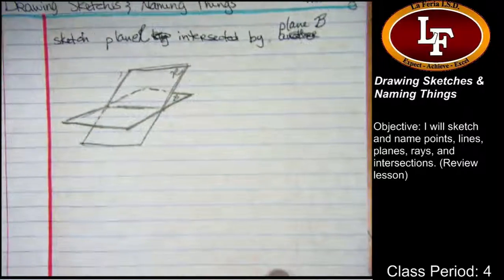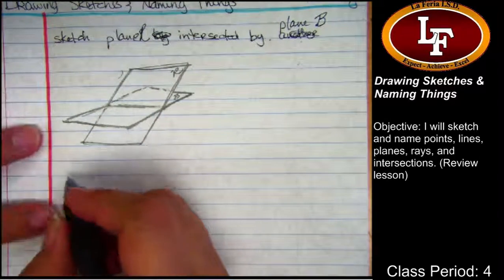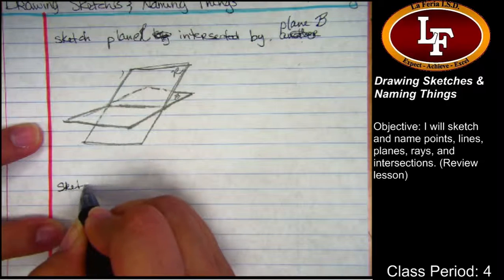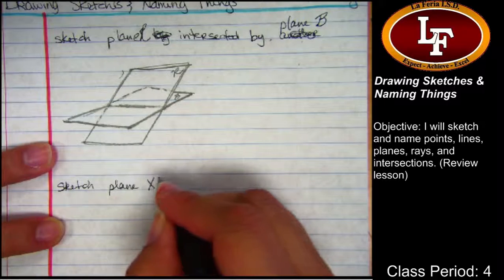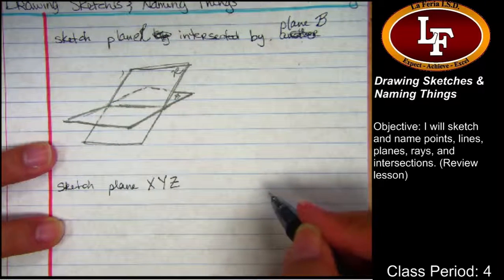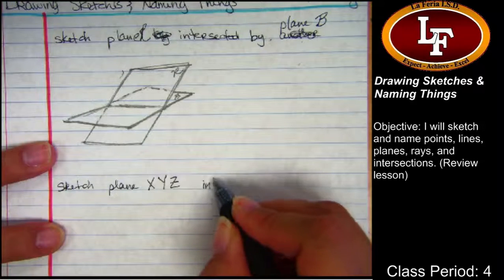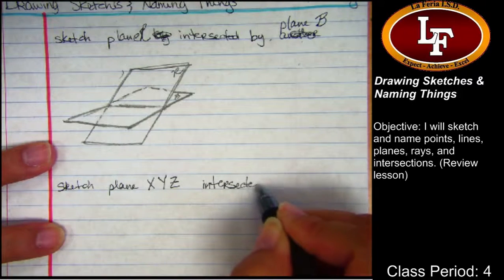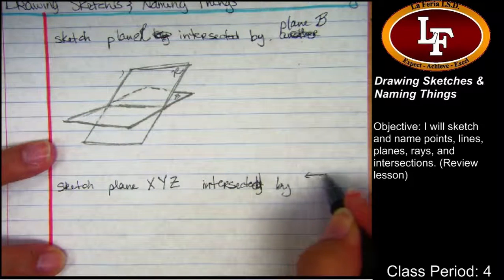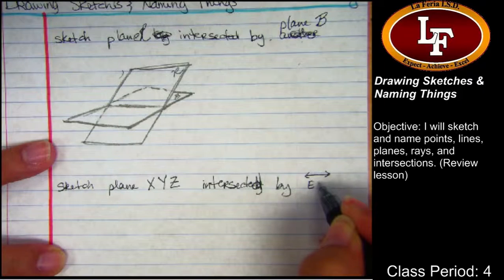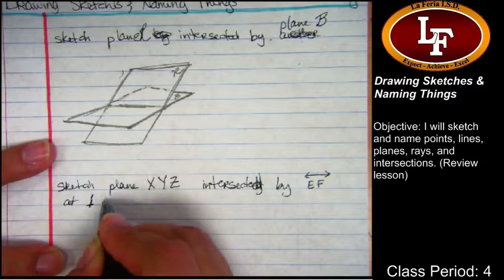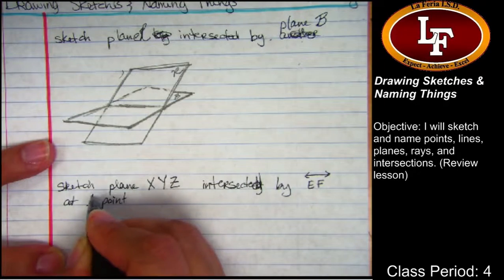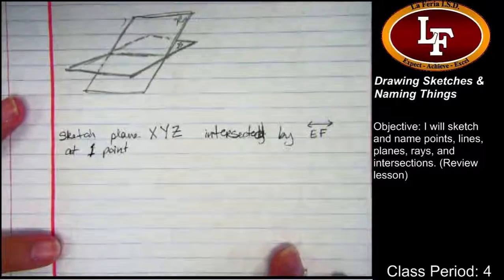Good, I'm glad. There was another sketch that I know you guys had some trouble with. Sketch the plane R, X, Y, Z intersected by line EF at one point. You had something similar to that, yeah? I don't think it was a line in your case, but I mean close enough that it can help.